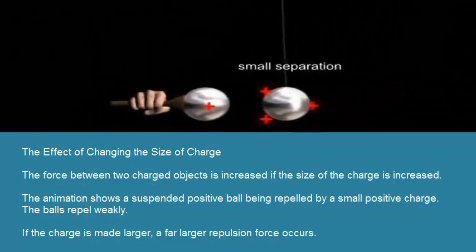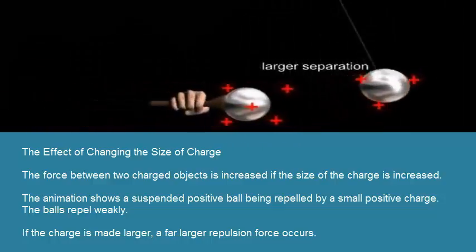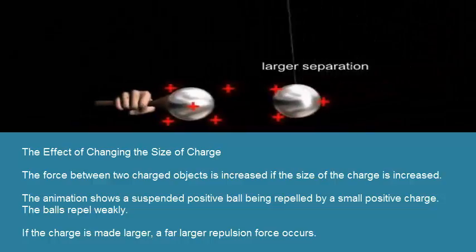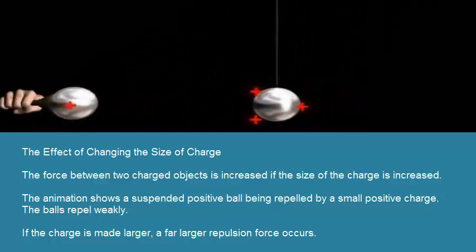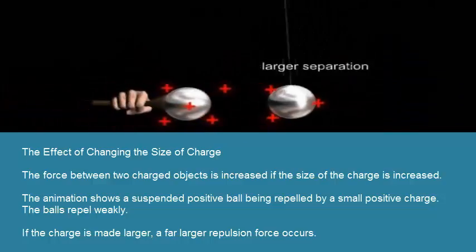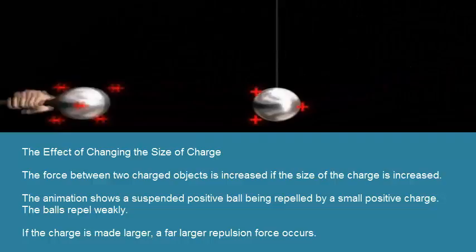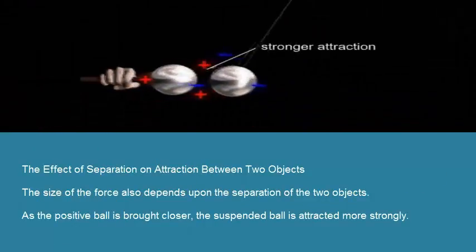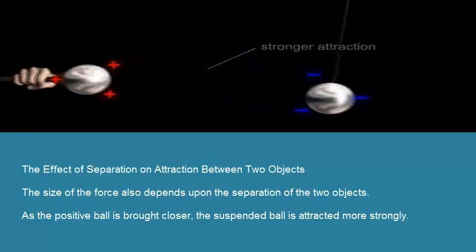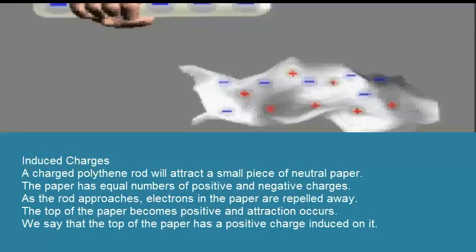The size of the forces. The force between two charged objects is increased if the size of the charge is increased. The animation shows a suspended positive ball being repelled by a small positive charge. The balls repel weakly. If the charge is made larger, a far larger repulsion force occurs. The size of the force also depends upon the separation of the two objects. As the positive ball is brought closer, the suspended ball is repelled more strongly.